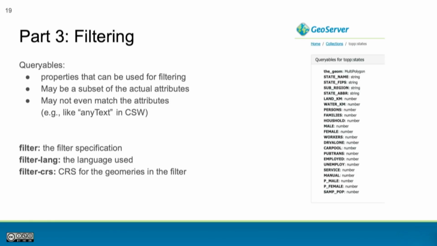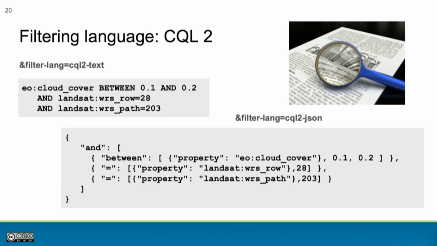We also support filtering, and this is kind of interesting. So we do this by advertising the queryables, what attributes are available for you to query against, and it may be a subset of the actual attributes. And it may not even actually match any of the attributes. Sometimes there's a placeholder, any text, if you want to search against anything. When you're doing a queryable, you have your filter, the expression you're interested in, the filter language, a number of them are supported, and also the coordinate reference system for any geometries in your query.